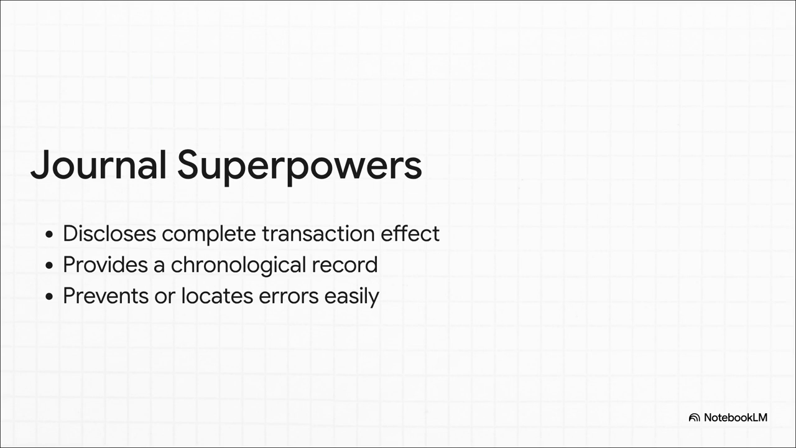But it's way more than just a list of dates. The journal serves 3 major protective purposes. 1, it discloses the complete effect of a transaction all in one single place. 2, it gives you that perfect chronological timeline. And 3, and honestly, this is absolutely huge for your board exam. It prevents or locates errors. Because you can instantly compare debit and credit amounts, it keeps multinational companies from making billion-peso mathematical disasters.